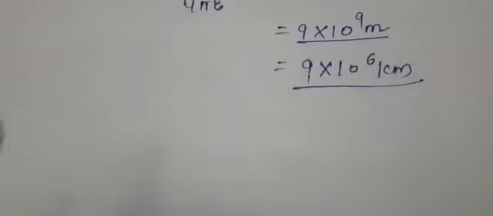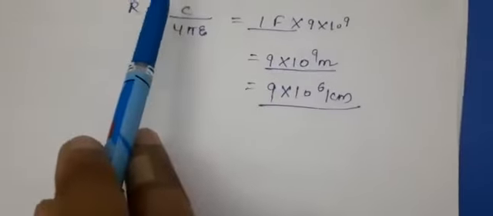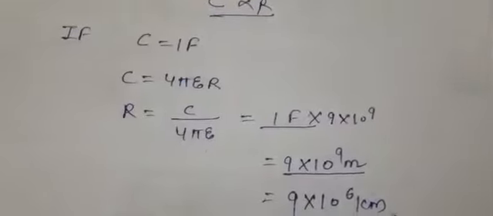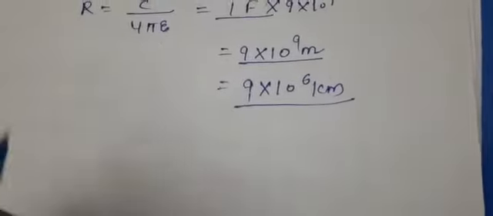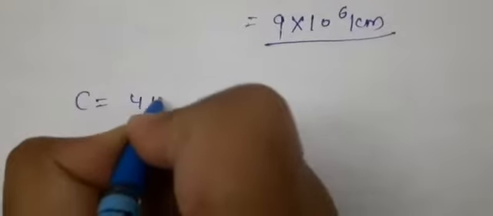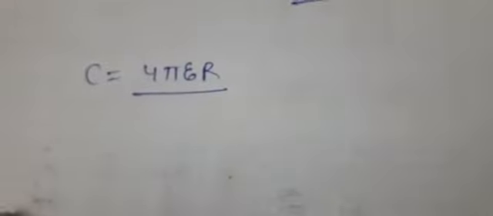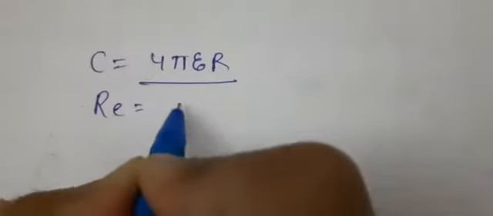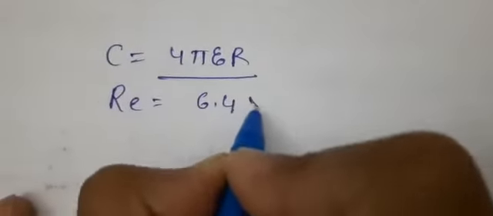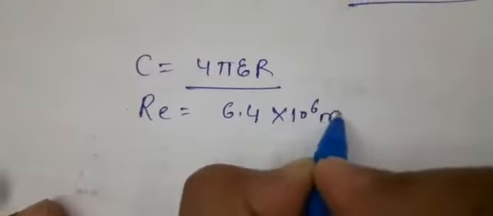So such a large amount of capacitance, that is 1 farad, cannot exist. Now on the basis of the same formula, C is equal to 4 pi epsilon naught R. If you want to find the capacity of Earth, what is the radius of Earth? We know it is 6.4 into 10 raised to the power 6 meter.